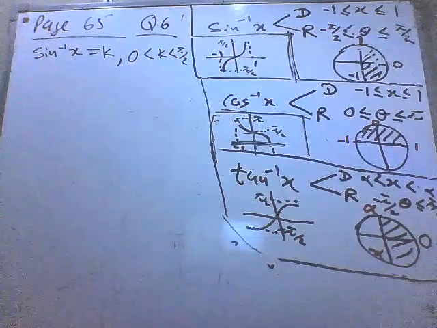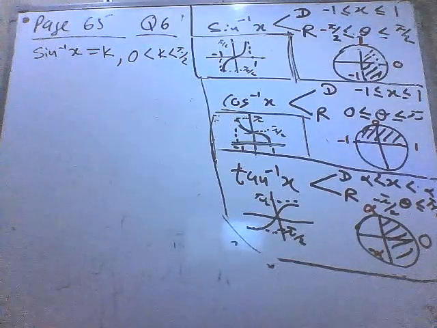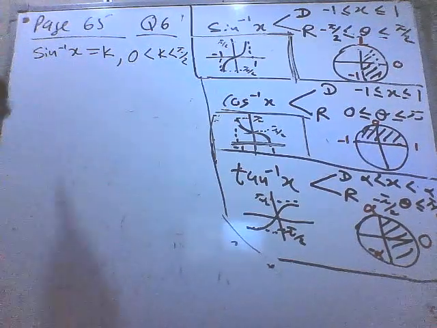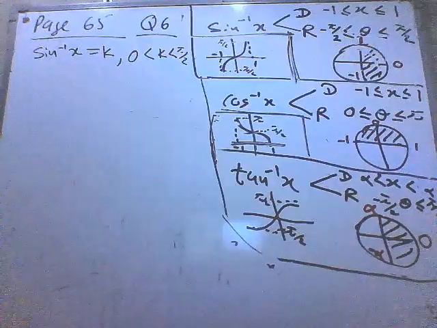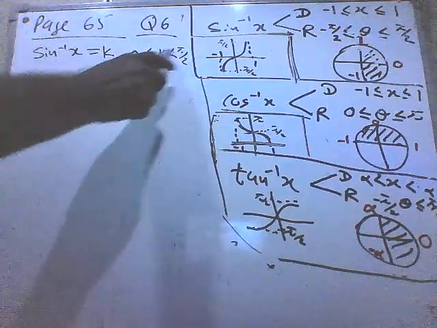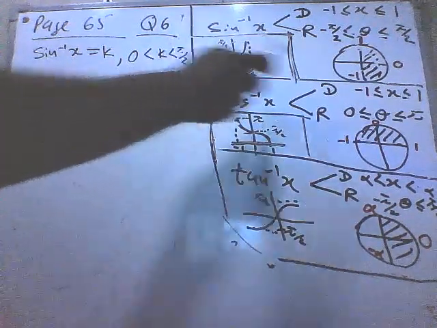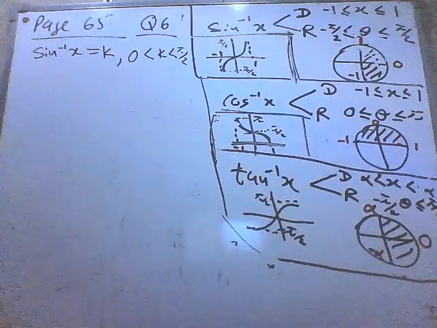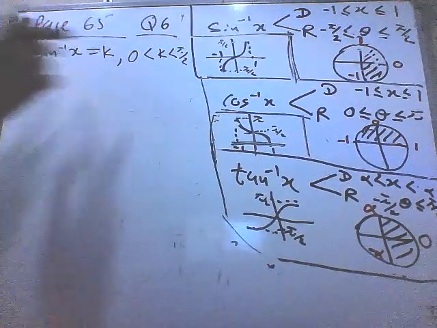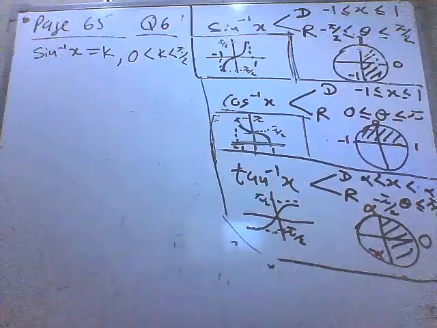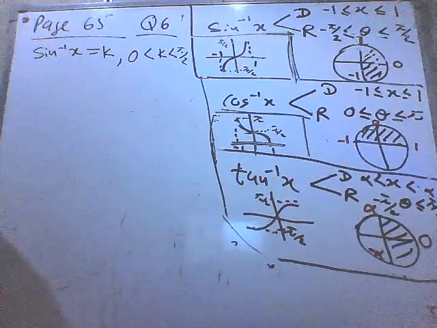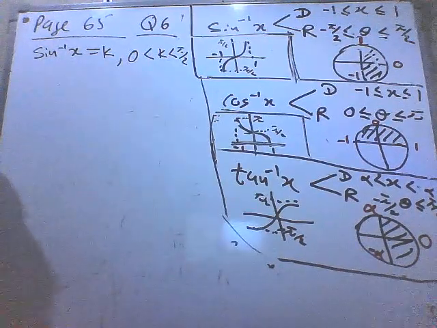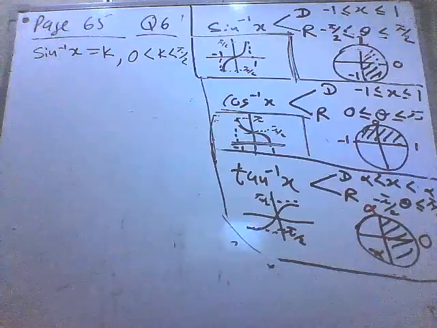Okay, now we do the sixth question of page 65. It says sine inverse x is equal to k and k is between 0 and pi over 2. So here it is in the first quadrant, right? And then it's asking state the range of possible values of x.